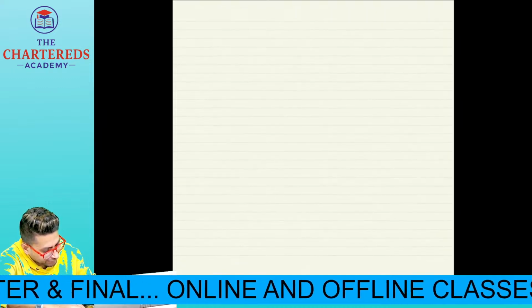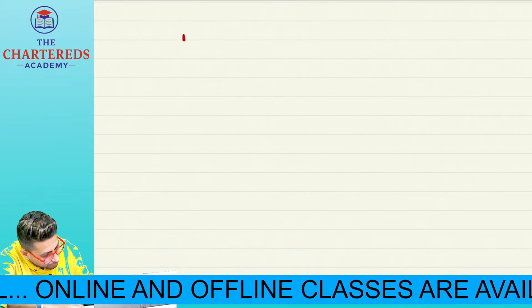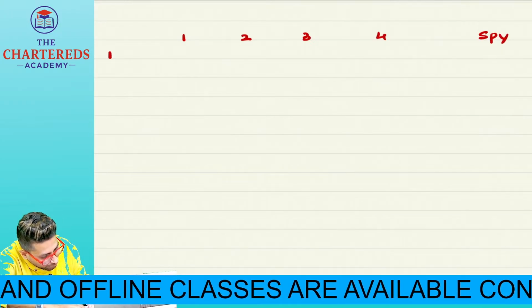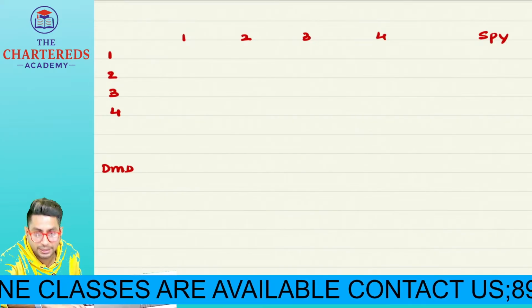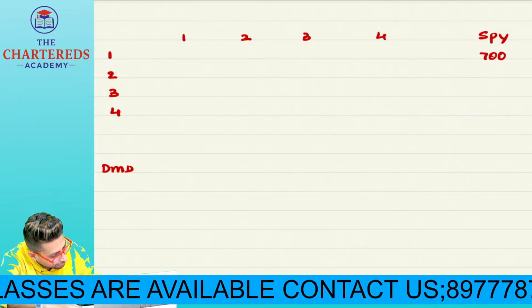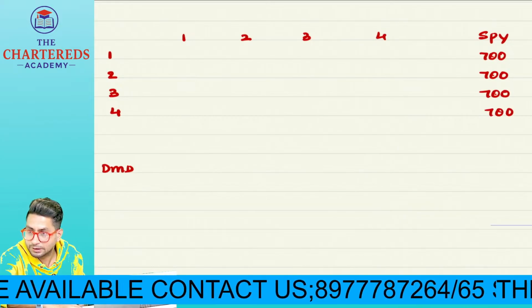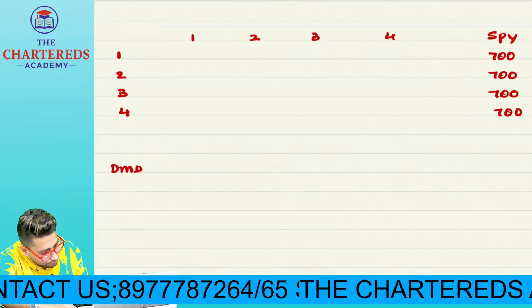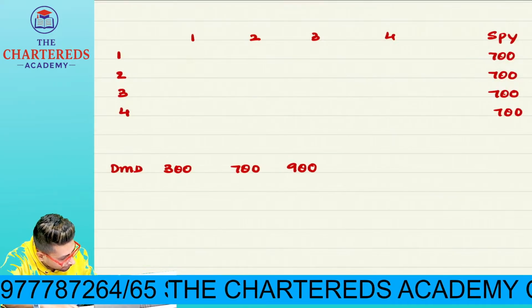See here, how many weeks were there? 4 weeks. Week 1, week 2, week 3, week 4, supply. And here also week 1, week 2, week 3, week 4, demand. Supply, what did they tell? 700, 700, 700, 700. Correct? Next, demand, what are they telling? 300, 700, 900, 800. Demand is 300, 700, 900, 800.